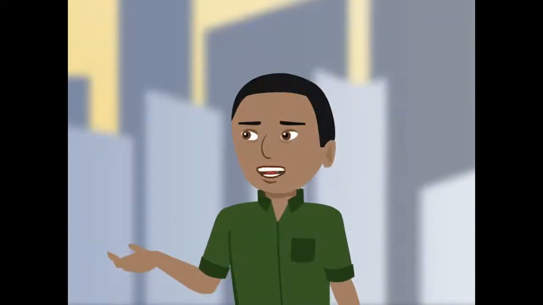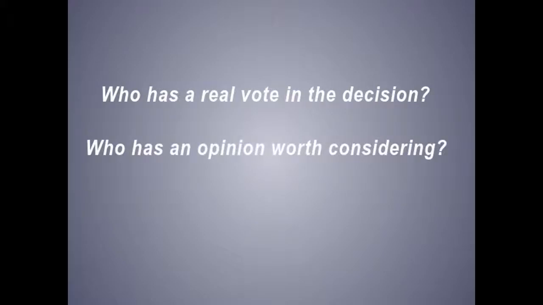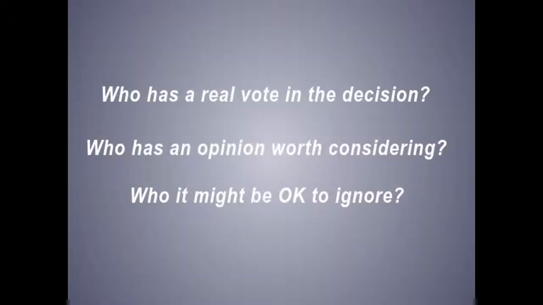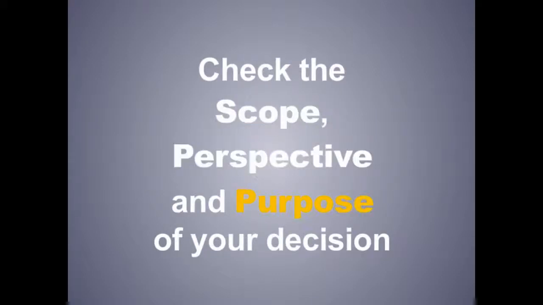So I guess one of the things we're hoping our viewers will get from this Kayla story is how important it is to sort out the roles of all the people who land inside your decision frame. Who has a real vote in the decision? Who has an opinion worth considering? Who might it be okay to ignore? Paying attention to who's inside your decision frame and what role each person has in the decision is an important part of checking the scope, perspective, and purpose of your decision.